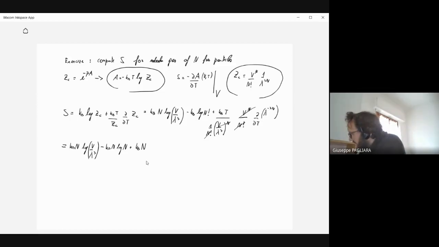So I have plus kBT. Then I have lambda to the power of minus 3n, kB lambda to the power of minus 3n. Then when doing the derivatives, I get lambda to the power of minus 3n, 3n minus 1.